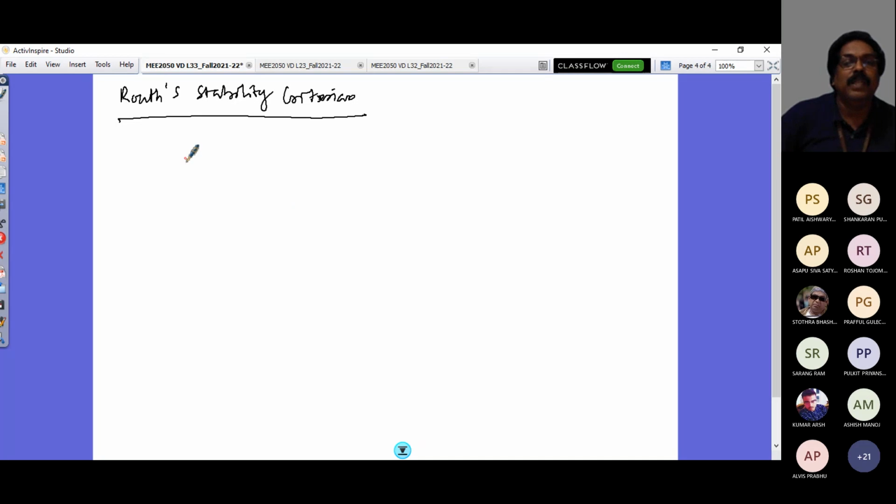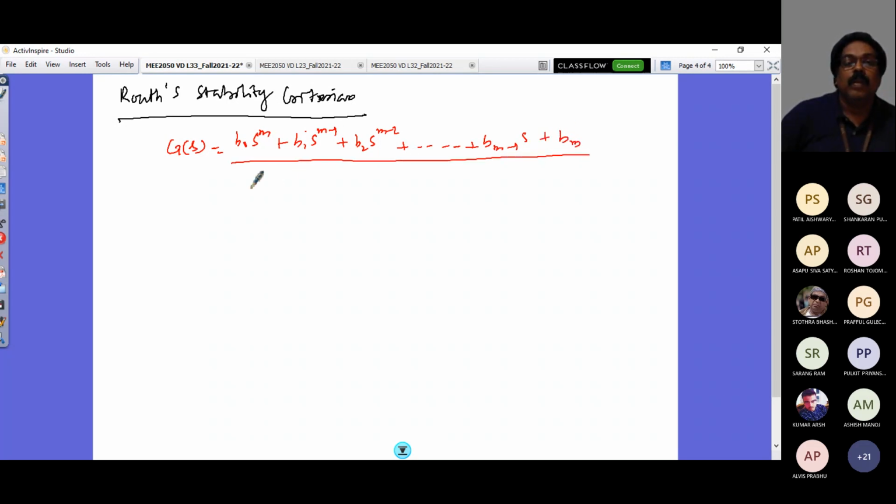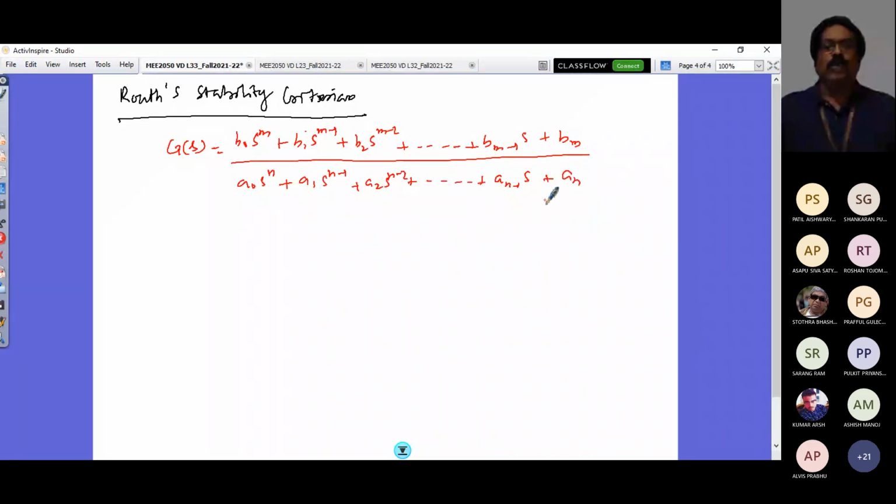So we have looked at our G of S as b0 s^m + b1 s^(m-1) + b2 s^(m-2) + and so on + b(m-1) s + bm, divided by a0 s^n + a1 s^(n-1) + a2 s^(n-2) + and so on + a(n-1) s + an, right? So this form also, we were looking at the ratio of two polynomials.